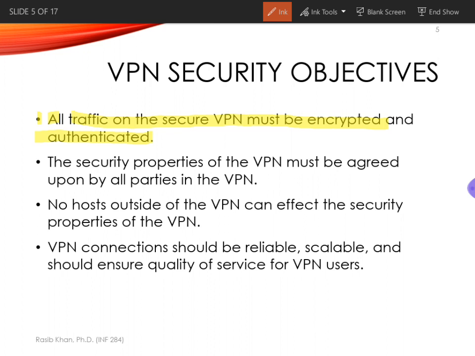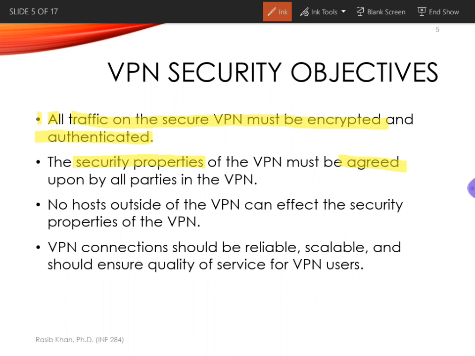Next is that the security properties of the VPN must be agreed upon by all the parties in the VPN. That means if two endpoints are communicating with each other over a VPN, both of them should have the common VPN properties to support the encrypted channel over the private VPN network. So this is an agreement of the security properties.